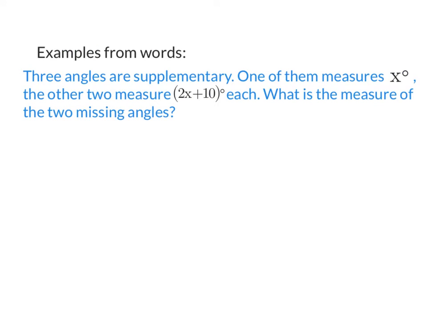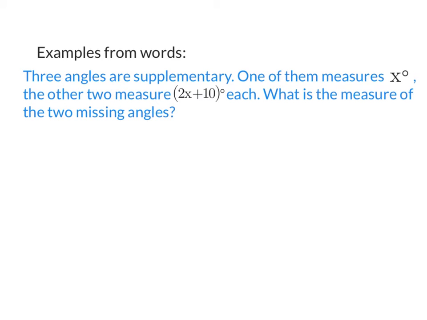The other type of problem you could see with these complementary and supplementary angle problems are not just from diagrams, but from words. So I'm going to read this to you. It says 3 angles are supplementary. One of them measures x degrees, and the other 2 measure 2x plus 10 degrees each. What is the measure of the 2 missing angles? I guess really there are 3 missing angles here, but there's only 2 separate answers since the 2 measures seem to measure the same.